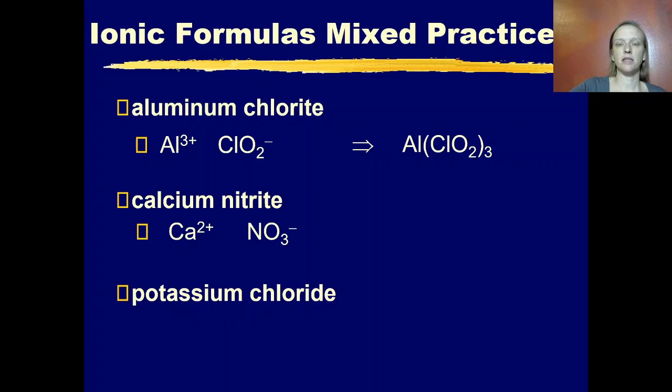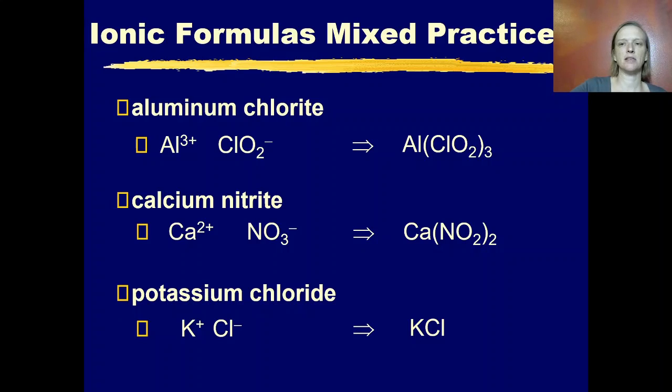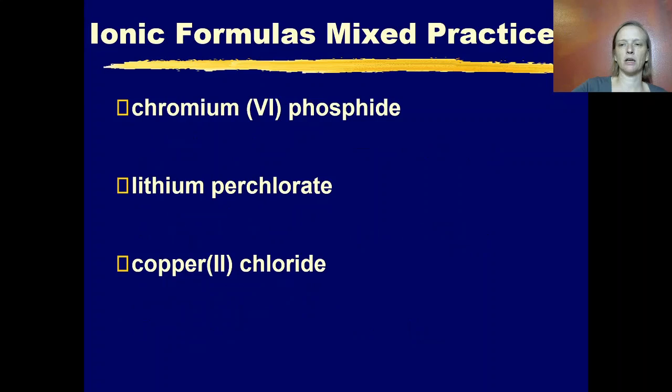Calcium nitrate has the ions here as shown. So the correct formula is calcium nitrite. Potassium chloride has the ions here as shown. So the correct formula is potassium chloride. No parentheses needed. Those are just monatomic, a binary compound.